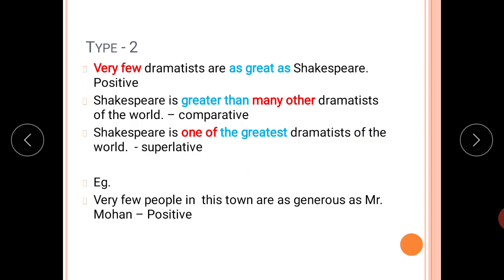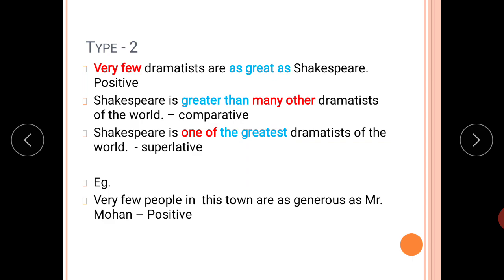How will you write the comparative? Mr. Mohan is... come on, think. Yes, more generous than many other people in this town. Very good. Why? Because generous is a long adjective, and we use more and most for comparative and superlative.